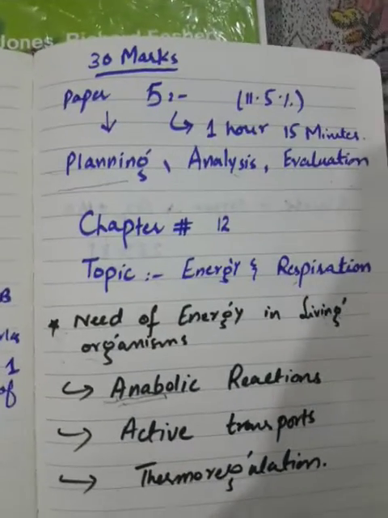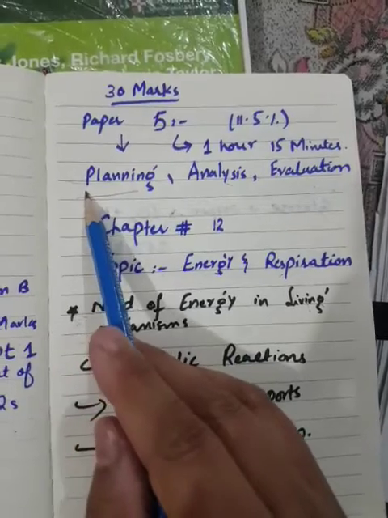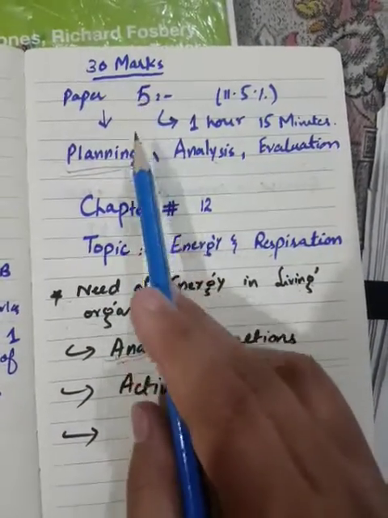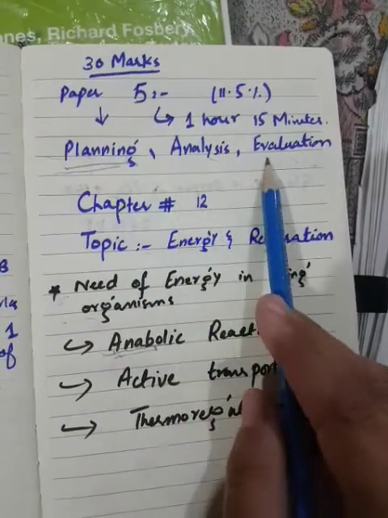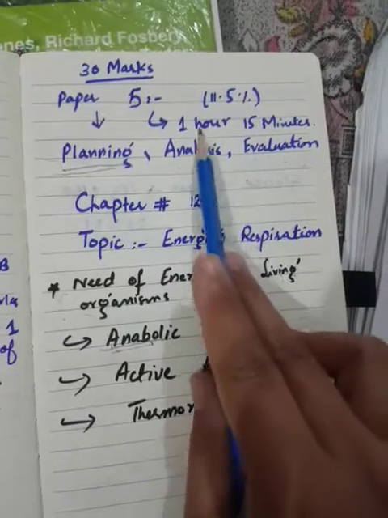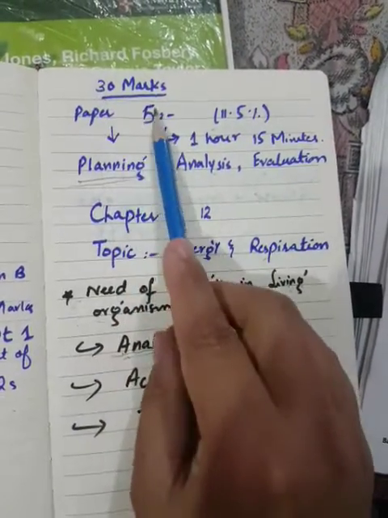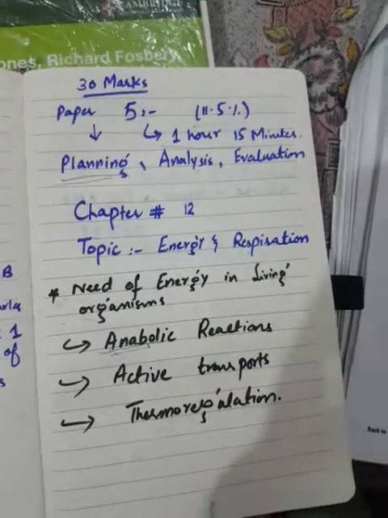Then we have paper number 5. In this paper, you will utilize the same skills which we learned in our paper number 3, that was advanced practical skills. In paper 5, we will be using the same skills, planning, analysis and evaluation. The weightage of this paper is 11.5% and its marks are 30. And the time allocated for this paper is 1 hour 15 minutes.